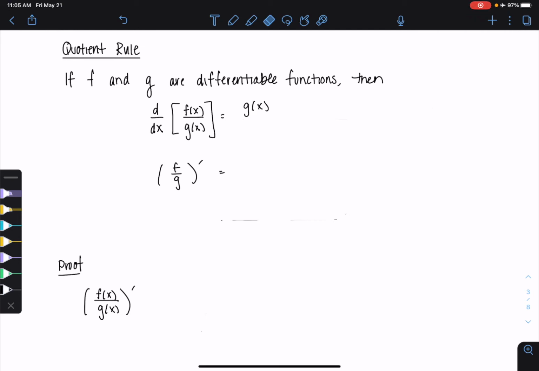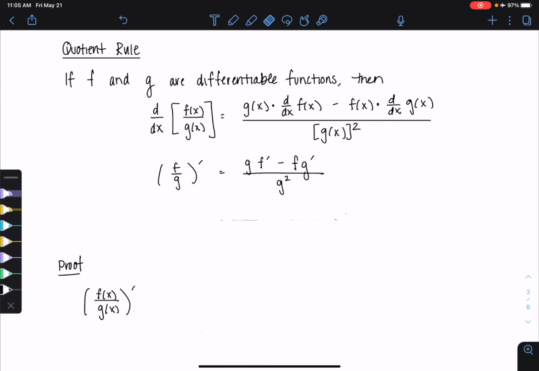We go ahead and get the low function. We multiply that by the derivative of the top or numerator function. Subtract the high function multiplied by the derivative of the denominator. And this whole thing is divided by the denominator squared. So in terms of the prime notation, it looks like this. I take the denominator, derivative of the numerator, minus the numerator, derivative of the denominator, all divided by the denominator squared.